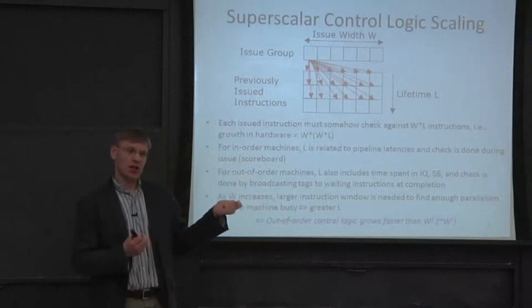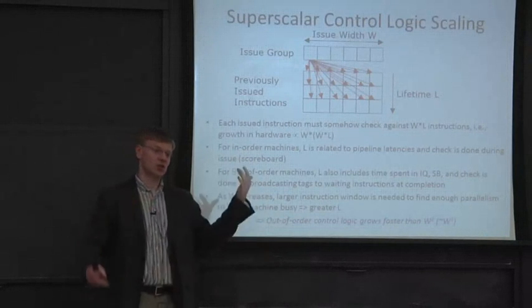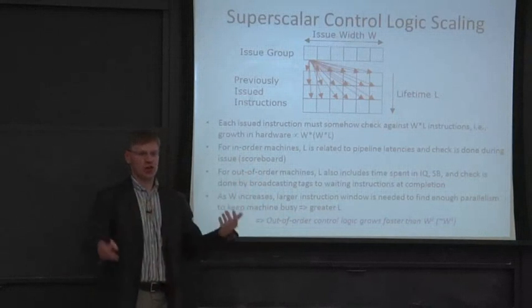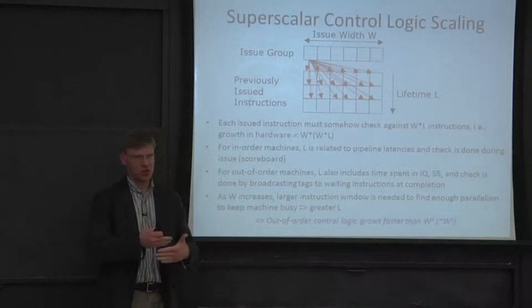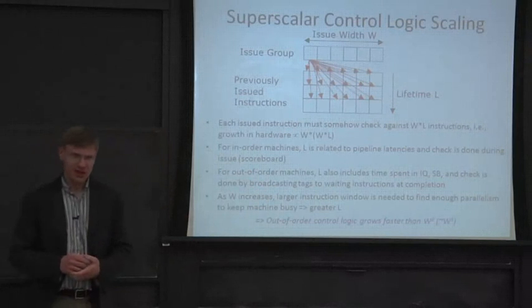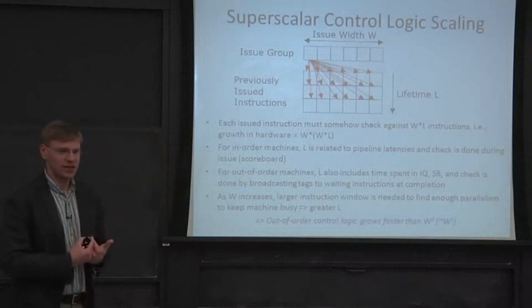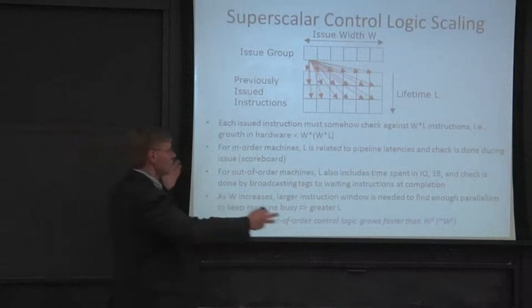And typically you want to have some heuristic that picks the oldest instruction. This is to prevent deadlock, so you don't really want to issue arbitrary instructions. You want to issue the oldest instruction because you want to make forward progress in the machine. So what I'm trying to get at here is this is a lot of hardware complexity. It's growing with the width of the machine.